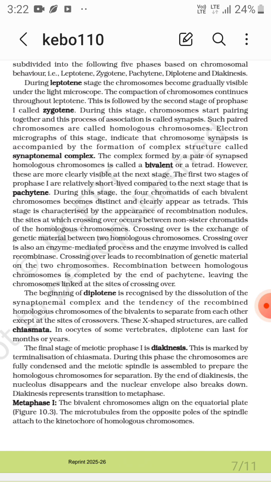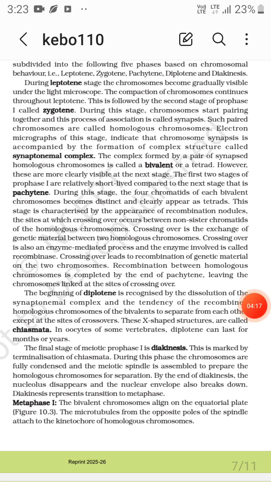The first 2 stages of prophase 1 are relatively short-lived compared to the next stage, that is pachytene. During this stage, the 4 chromatids of each bivalent become distinct and clearly appear as a tetrad. This stage is characterized by the appearance of recombination nodules, the sites at which crossing over occurs between non-sister chromatids of the homologous chromosomes.